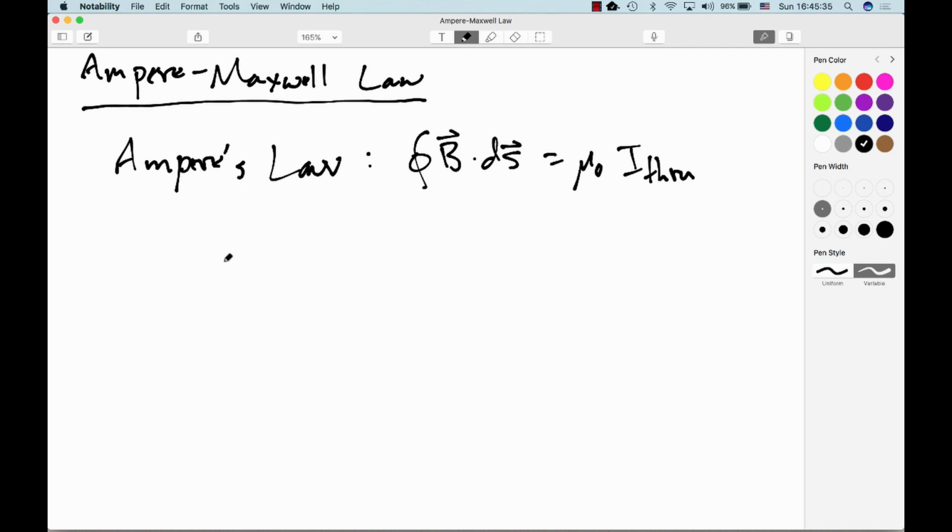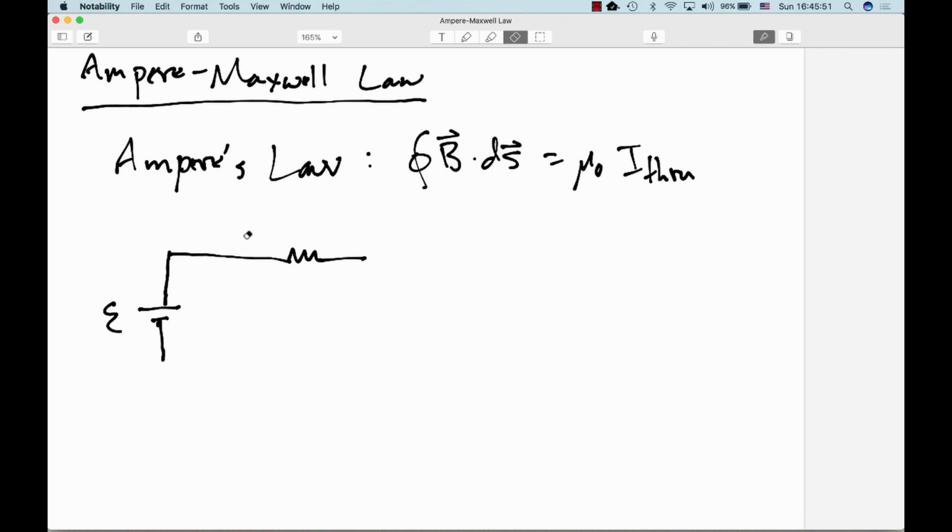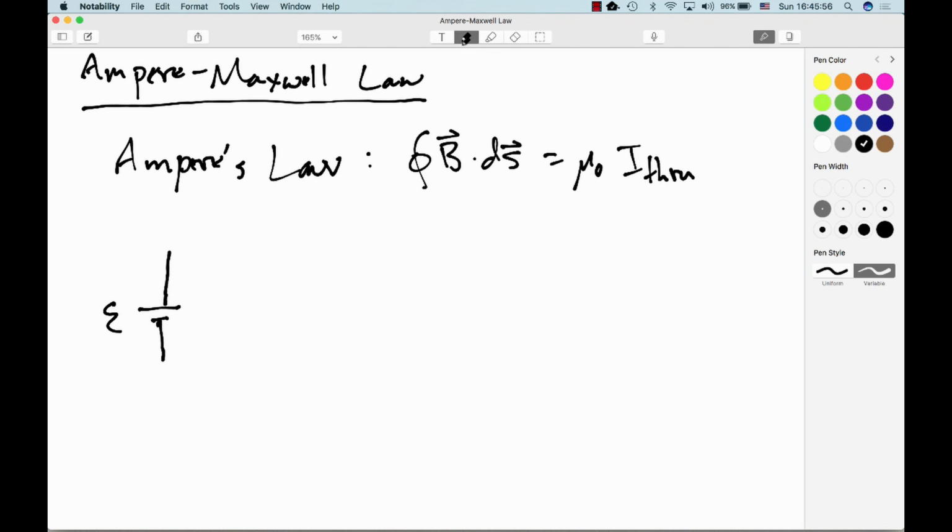Now there is an issue with Ampere's law which makes it incomplete, and Maxwell realized this. Let's say we have a battery here, and let's just go ahead and build an RC circuit. Let's throw a switch in here too while we're at it. So there's our switch, resistor, and then importantly the capacitor.